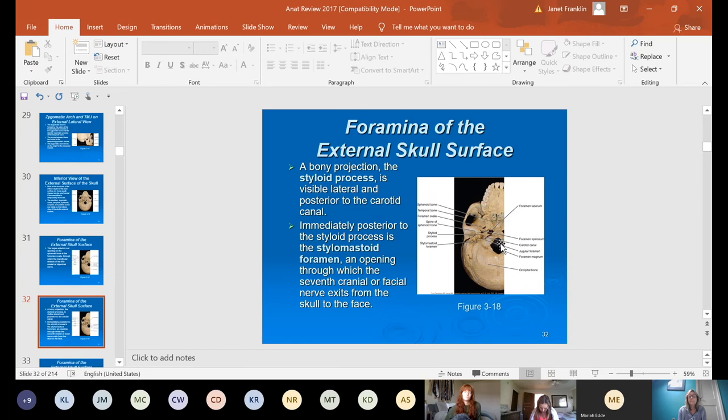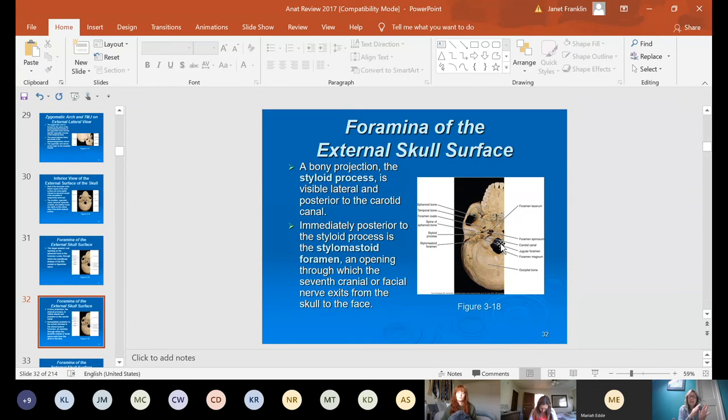So we talked a lot about the styloid process. Make sure you know that anytime you see a sharp, pointed projection, we're probably talking about the styloid process. It's sharp and pointy. The mastoid process, on the other hand, is more round or massive, as some of you have said. So the mastoid process is a little flatter and takes up more surface area than the styloid process. But if you can locate the styloid process, you can locate the mastoid process, because it's just posterior to it.